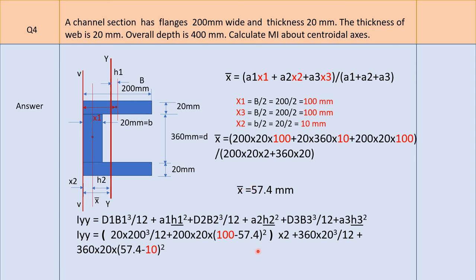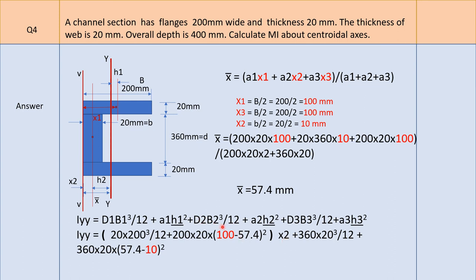So this is H1. And top and bottom flanges are same. So if I put full bracket to this and multiply by 2, I get this full figure D3 B3 cube by 12 plus A3 H3 square, because everything is same, it is repetition. So I keep this full thing in this bracket and multiply it by 2.